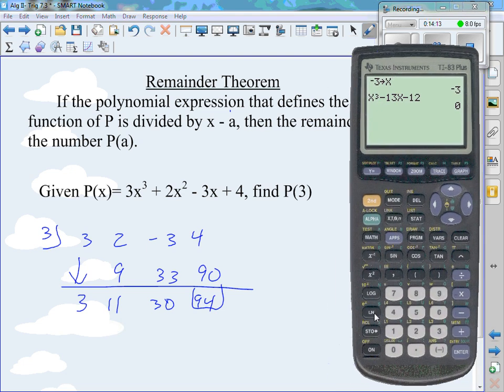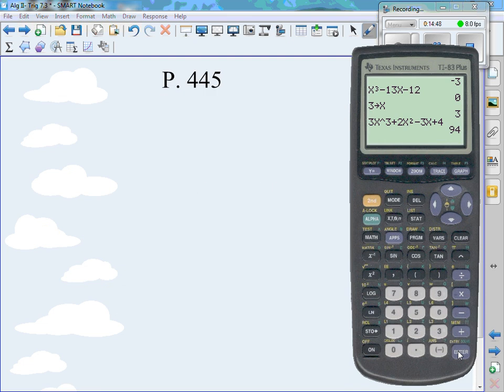If I took the calculator and stored 3 into x and typed in 3x cubed plus 2x squared minus 3x plus 4, I get 94. That's your answer? No, it's just proving that the remainder is 94. Page 445.